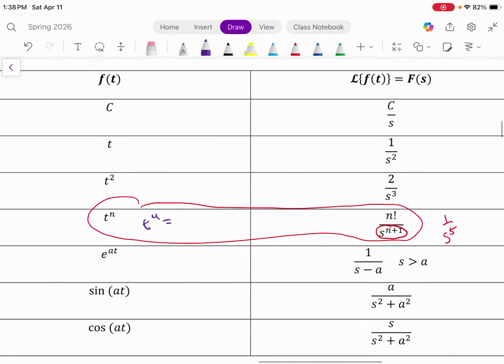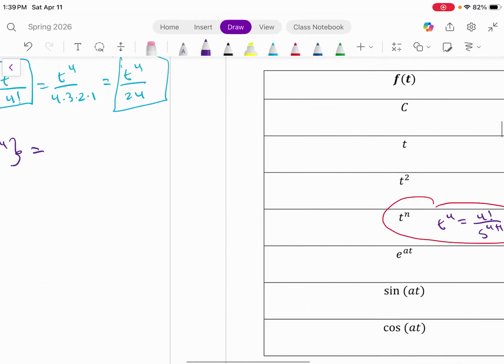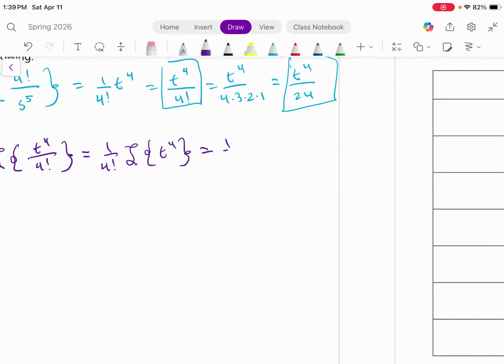T to the fourth would be 4 factorial over s to the 4 plus 1, which is 4 factorial over s to the fifth, which is what we broke this down to, right? So if we come back here, 1 over 4 factorial times 4 factorial over s to the fifth. Well, how about that? The 4 factorials cancel out, and I'm left with 1 over s to the fifth. It matches.